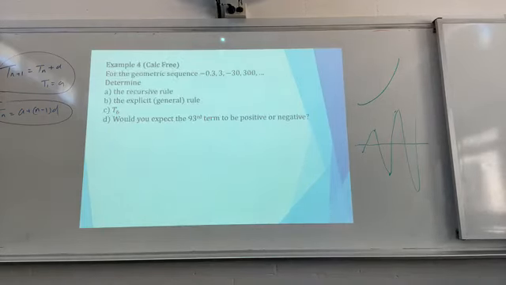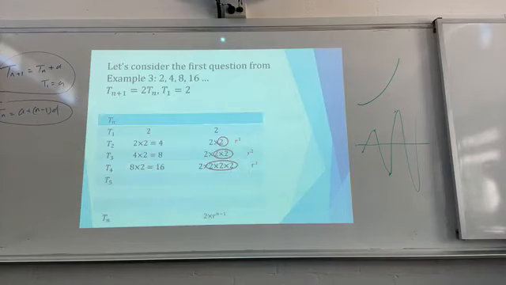Now, let's move on. All right, this is calc 3. Ooh, that shouldn't be there because I haven't done the explicit rule yet. Let's have a look at the explicit rule first, then we come back to this question. All right, that should have been example 5. Now, let's consider this first question.